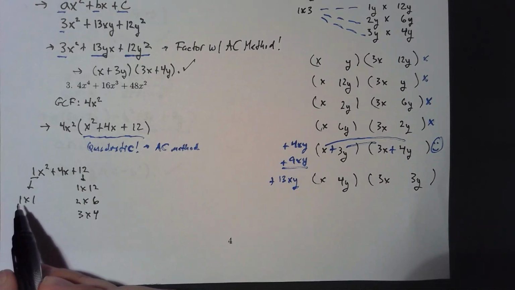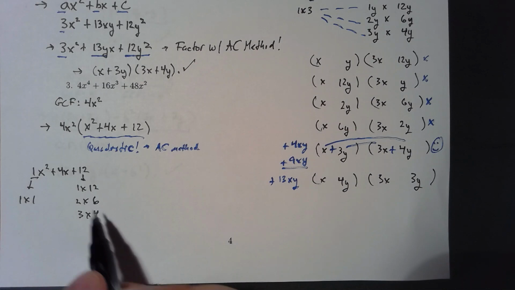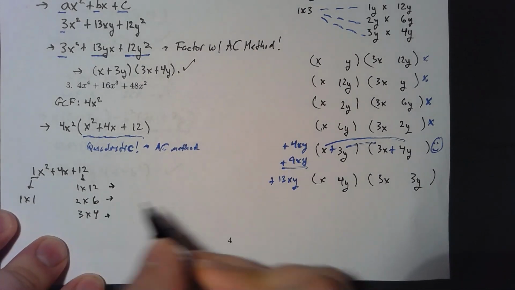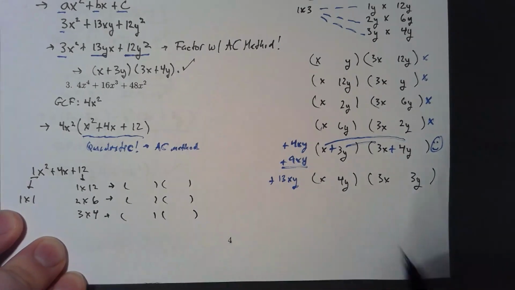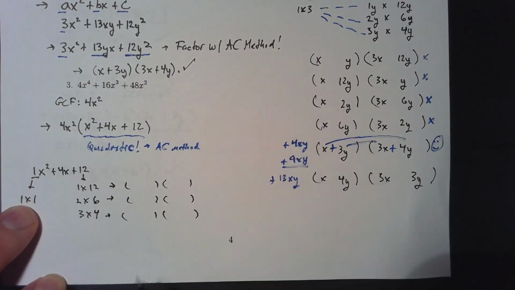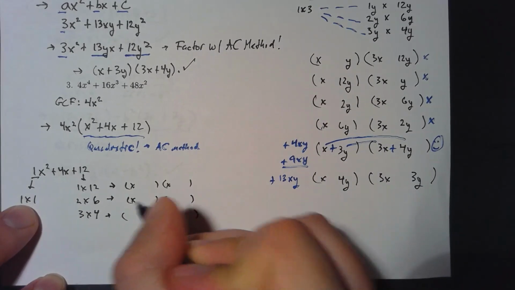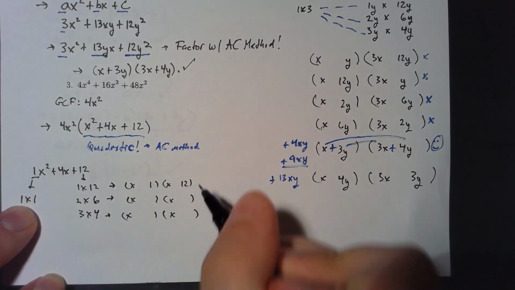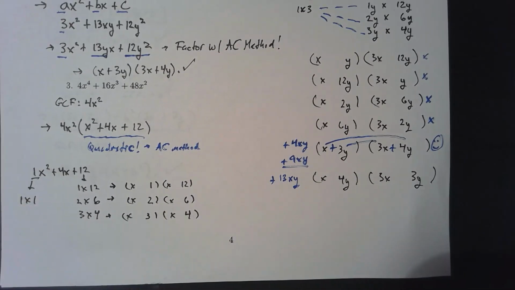Now because the coefficient here is 1, I don't have to write pairs. I could just consider 1 for each case. So I have 1, 2, 3 cases. Because the leading coefficient here is 1, I don't have to flip them. So this is going to be x, x, and the factors are 1 and 12, 2 and 6, 3 and 4.